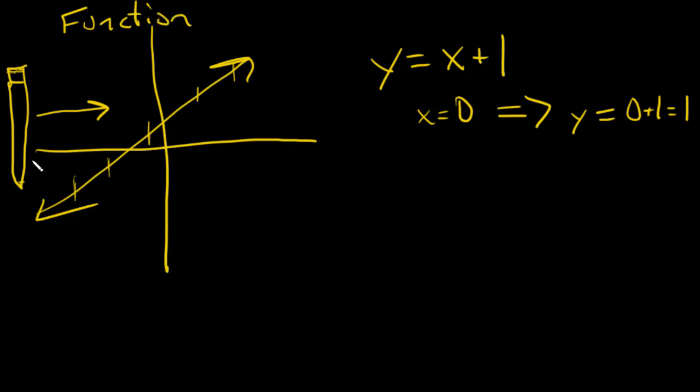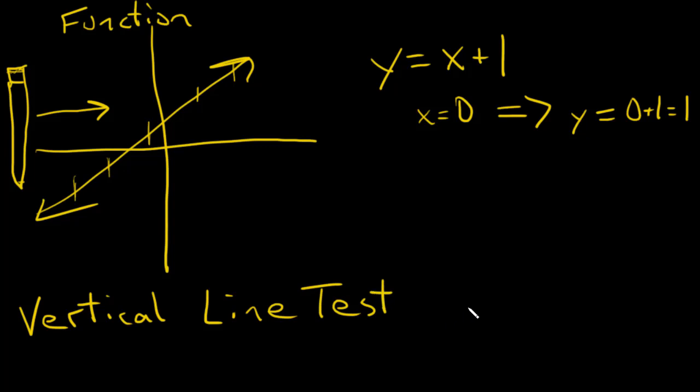And the technique here of using your pen or pencil and moving across is called the vertical line test, which I'm sure y'all remember. If it only touches the graph at one point at all times, it's a function.